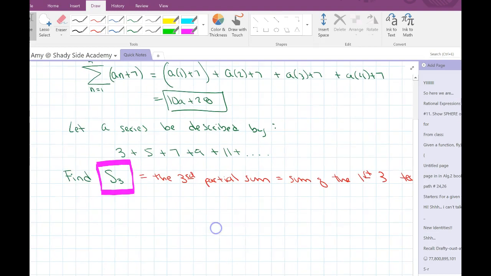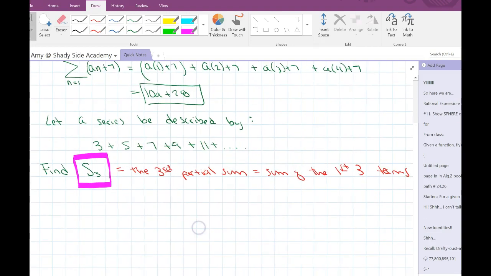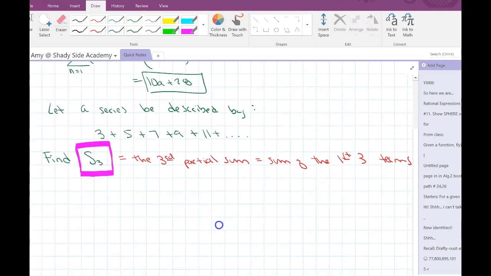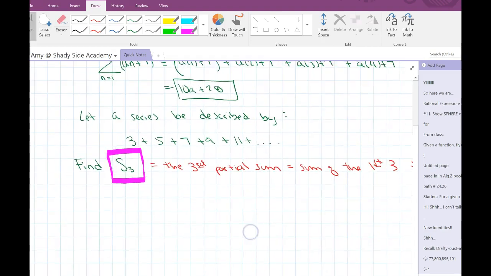Okay, so when you have an infinite series, there are various sums you can compute. The third partial sum is just the sum of the first 3 terms, which in this case would equal 15. So S sub 3 equals 15. Now you have to be careful. S sub 3 is 15, but if I asked you what the third term of the series is, the third term of the series is 7. So again, being very careful with semantics, okay?